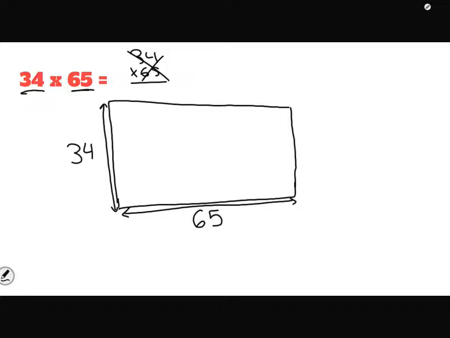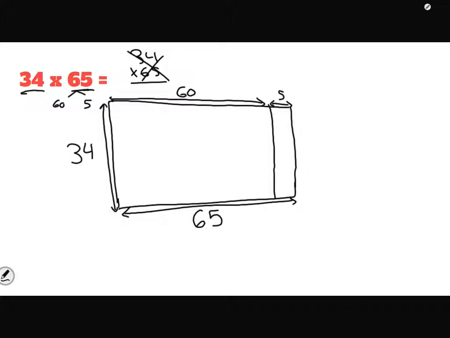Now I have to break this apart. I'm going to keep my 34 the same, but I'm going to break apart that 65, and I'm noticing that it's 60, and then I have 5 ones. So I'm going to put, you can do whatever side you want. I'm going to put over here my 5, and then this is my 60. So I'm hoping we're seeing that this piece is the 60, and that little piece is 5, because 5 is way less than 60, okay?